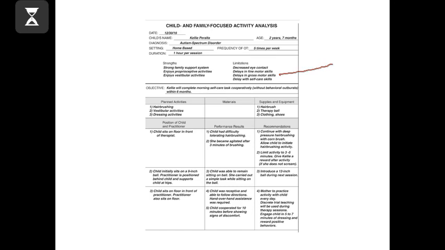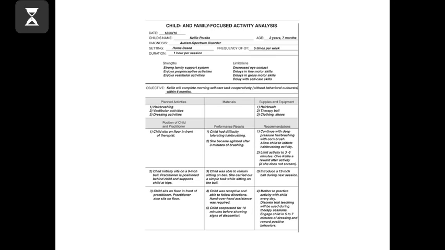In the limitations, they're talking about decreased eye contact, delays in fine motor control and gross motor control, and delays with self-care skills. So what is the objective? Here they list the goal for, or the objective for the child, and that is they're going to complete their morning self-care tasks cooperatively without behavioral outbursts within 6 months. And the activities, remember there was more than one activity. The planned activities that they're talking about are hairbrushing, vestibular activities, and dressing activities. And the supplies, they're going to need a hairbrush, a therapy ball, and clothing and shoes.